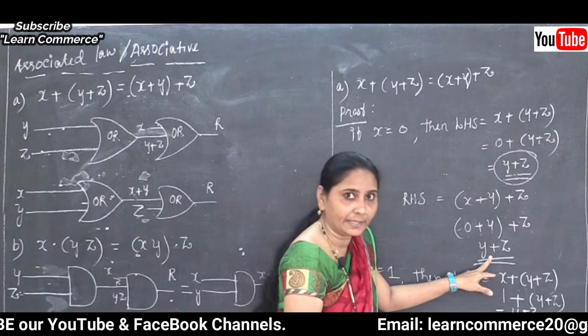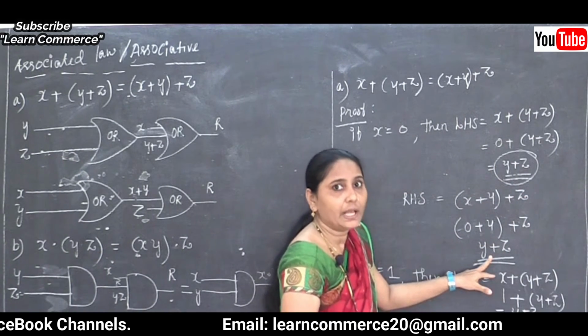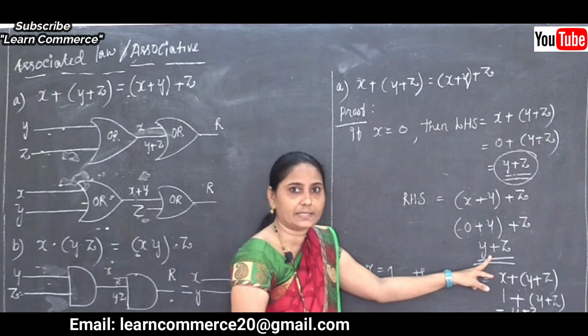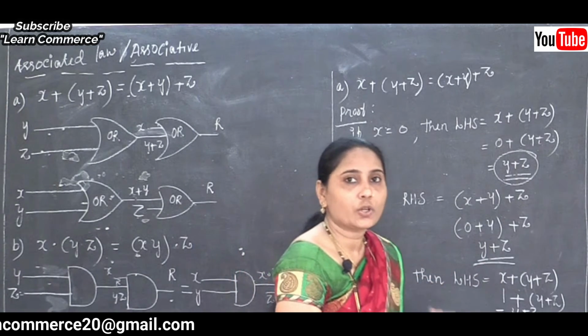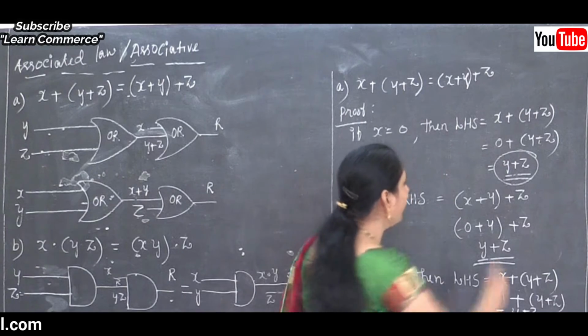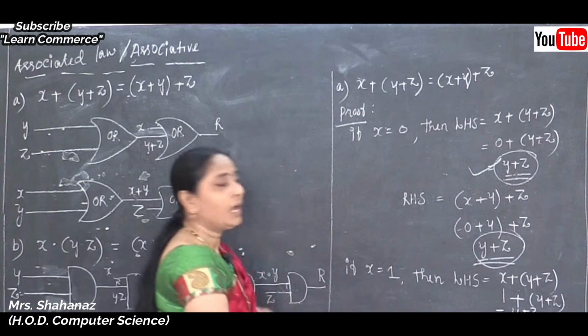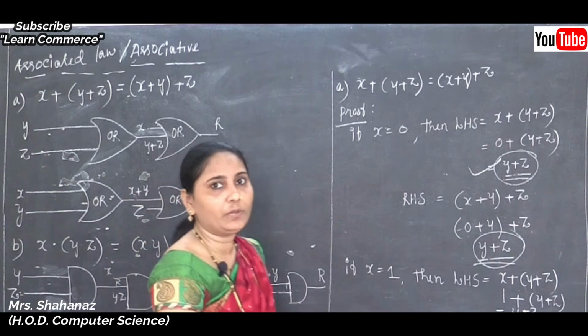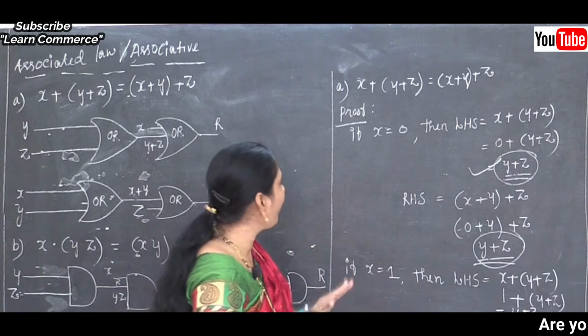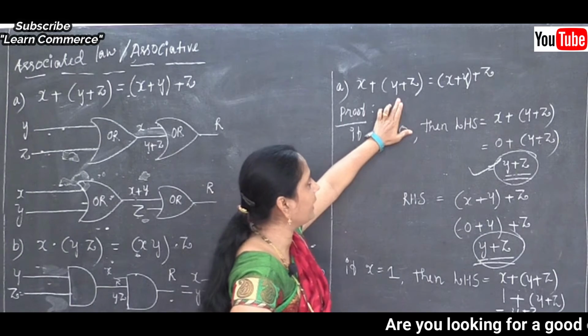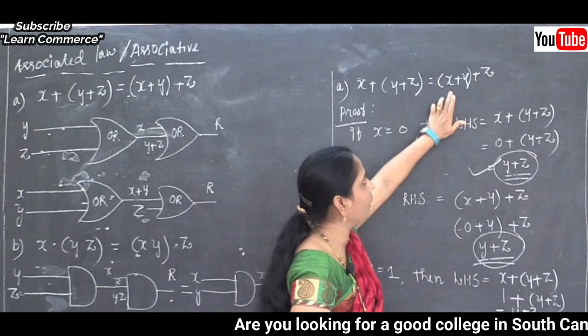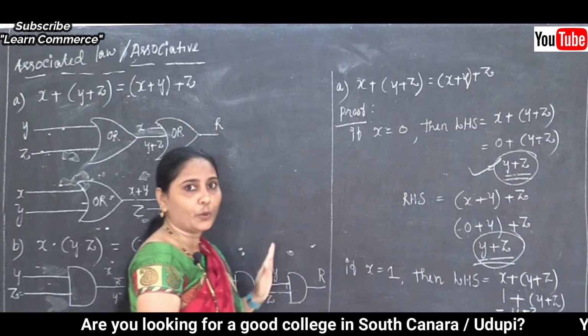So y and z, not just the y and z. So we can say that we can get the result as y plus z. Clear this point? So first, the result is y plus z, and second, also the result is y plus z. Now we have proved that x plus y plus z is equal to x plus y plus z. Hence it is proved. Correct?